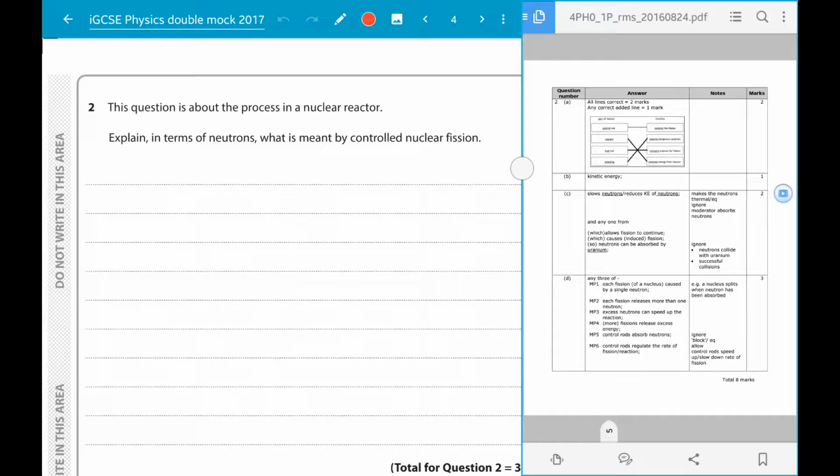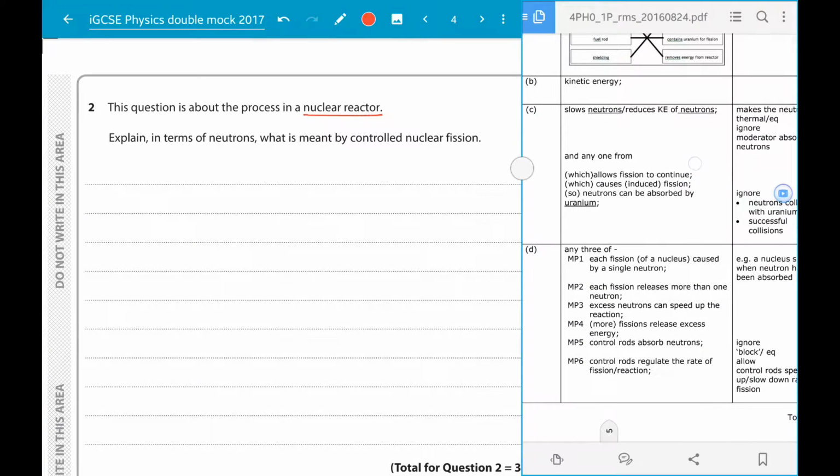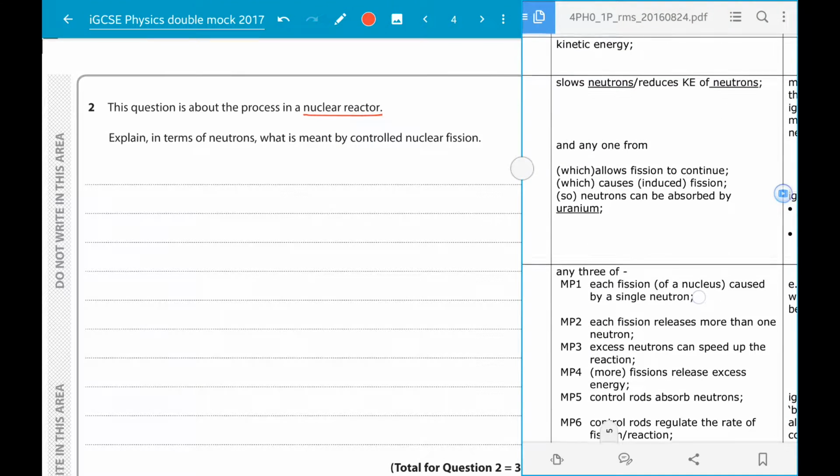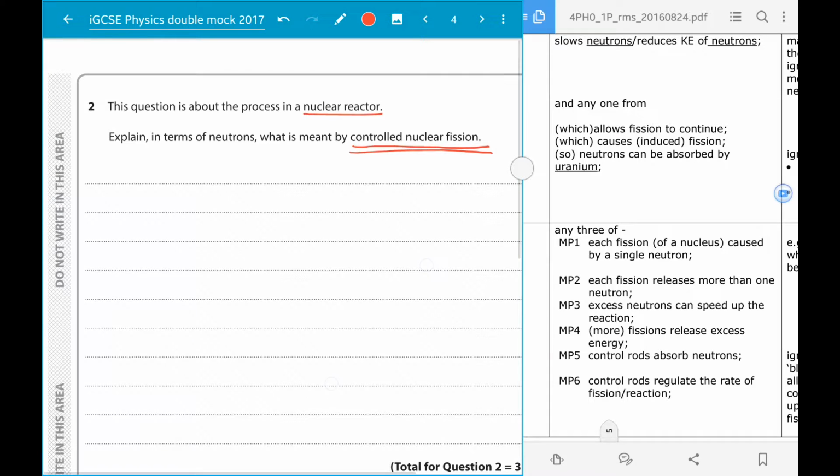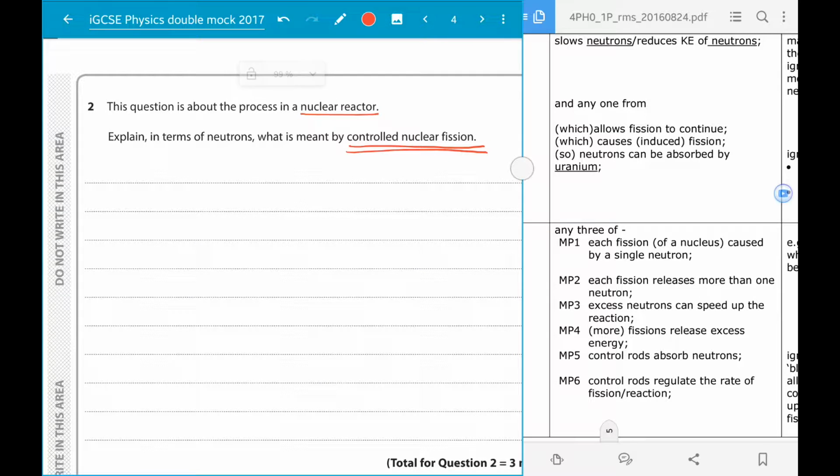Question 2 is about a nuclear reactor, and this question was actually taken from a much larger question, but we simplified it to just look at one section, which was what controlled nuclear fission means. And it's a 3-mark question.